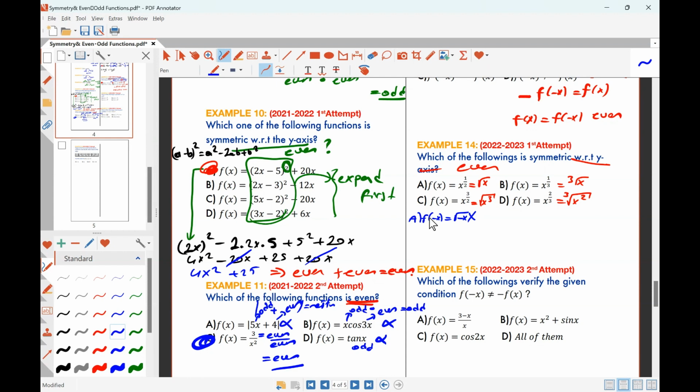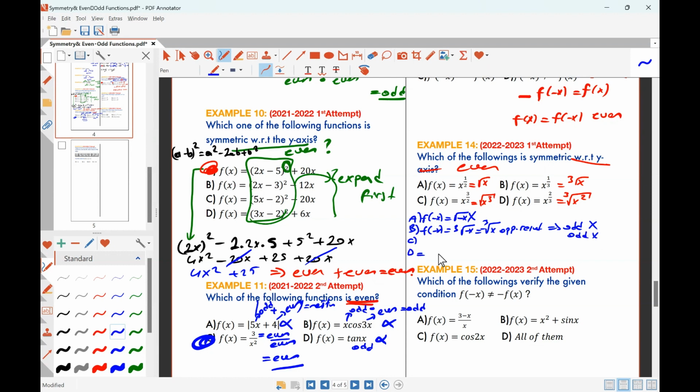So that's not an even function. It's not an odd function either, it's neither. Check B. Switch x with negative x. F of minus x is cubic root of minus x. You can take the minus out because the index is odd. So minus cubic root of x. So the result is not the same, it's the opposite result. So it is an odd function. So option B is not our answer either. Option C is similar. We're going to get an odd result.